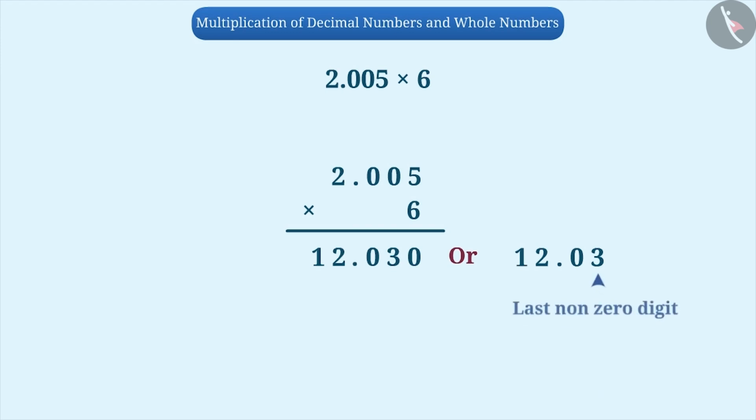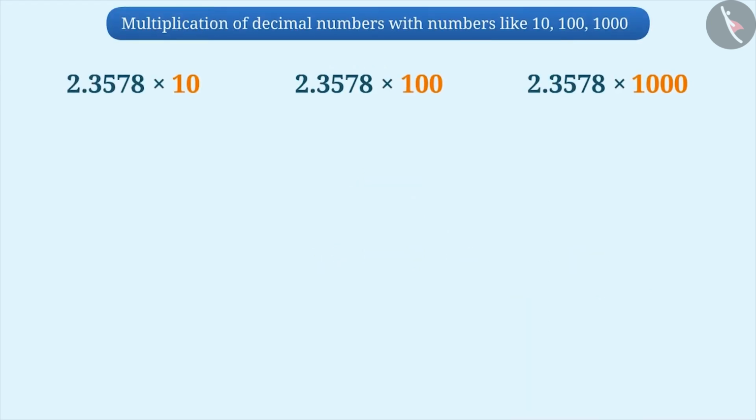Because adding or removing 0 after the last non-zero digit in a decimal number will not change the value of that number. If we multiply decimals with numbers like 10, 100, 1000, then we can see a pattern. Let's understand it. Let us suppose we need to multiply 2.3578 by 10. The answer will be 23.578.